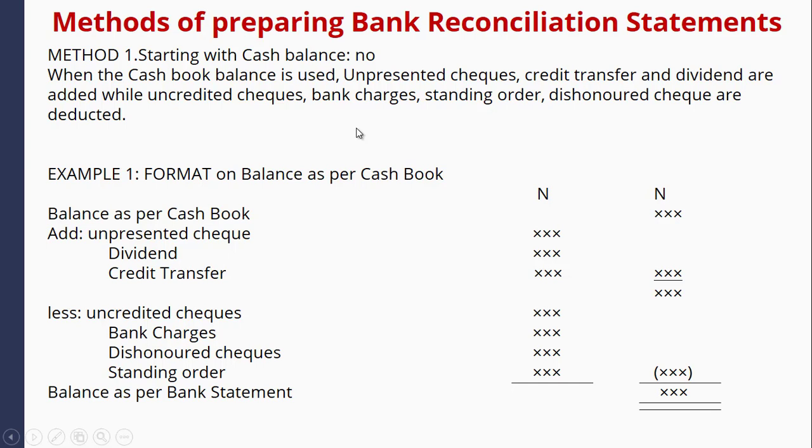Now let's look at the format of bank reconciliation statements. We have the format. As you can see, bank reconciliation statement as at so period. As you can see, we have balance as per cash book. So we add unpresented checks, we have uncredited checks, we have credit transfer. Then you less uncredited checks, you less bank charges, you less dishonored checks, you less standing order. Then you have your balance as per bank statement. So this will give you your balance bank reconciliation statement.